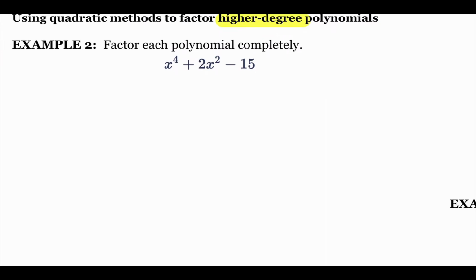So we can skip step 1. Step 2 says factor out a GCF. Is there a GCF between the 3 terms? No GCF. So we can skip that step. Make sure the leading term is positive. Yep, it's positive. The 1 in front of x to the 4th is positive. So our next step says ABC. So let's do ABC. We get A is 1, B is 2, C is negative 15.